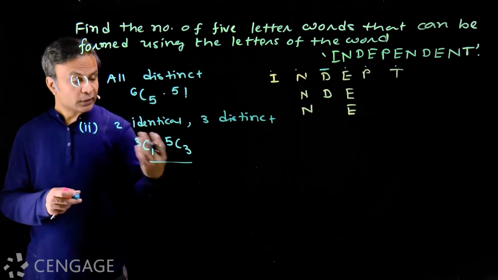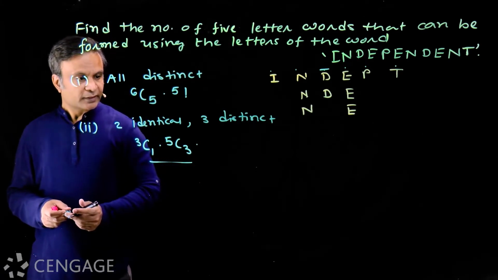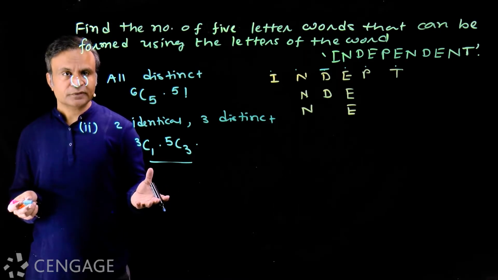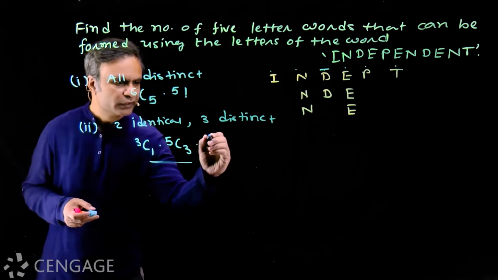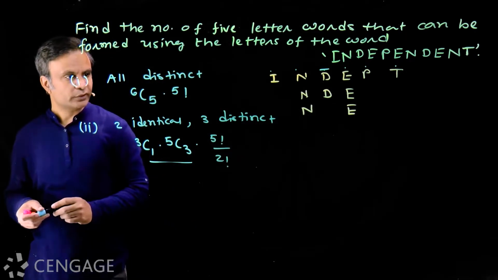Now we have to arrange the selected letters. In how many ways can we arrange? We have now 5 letters in which 2 letters are identical. We can arrange in 5 factorial divided by 2 factorial ways.